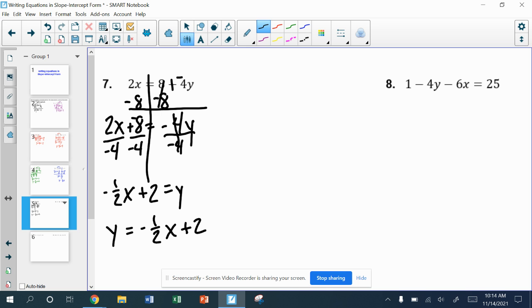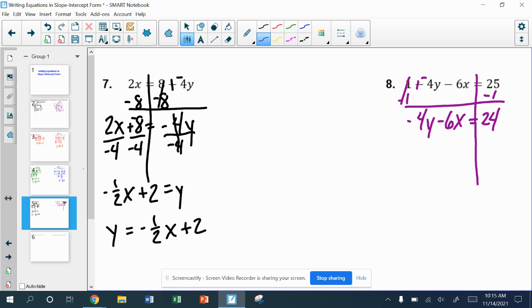In number 8, we have a different looking equation because we have 3 terms on the left side and only that regular 25 is over on the right hand side. I tend to start by moving my x away. However, if you want to, you could certainly get rid of this 1 first. So we could subtract 1. On my answer key, I moved the 6x first, but it doesn't really matter which one we move first. Negative 4y minus 6x equals 24.